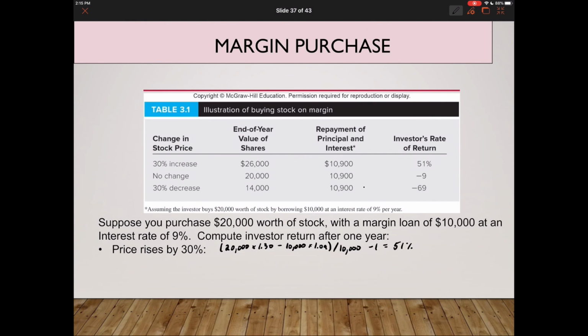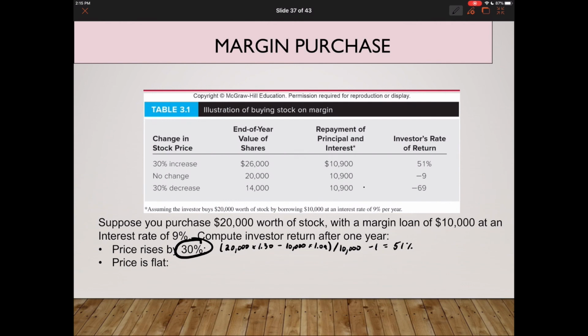So without the margin, I would have only earned a return of 30% on my investment, but by having that additional $10,000, the difference between the 30% return and the 9% interest adds an extra 21% to my return. So if I just used my funds as opposed to a margin purchase, I would have had a 30% return, but by doubling my investment in this good time, I've actually increased my return an additional 21% to a total of 51%. Now what happens then if the price is flat?